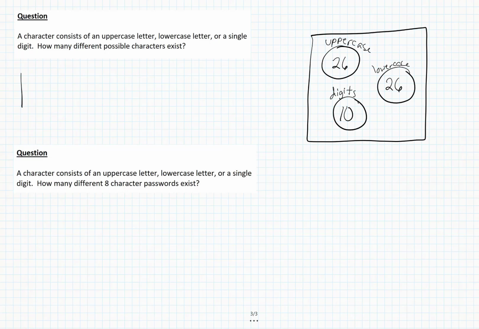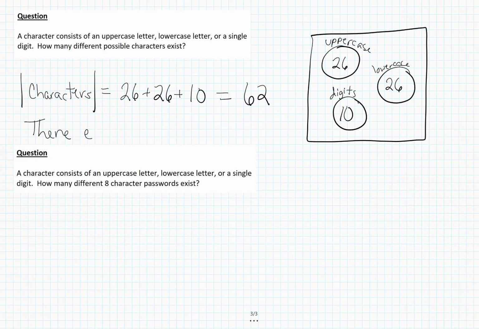Now, if we're to find our number of different possible characters, all we need to do is, so we'll write our cardinality of characters here just to kind of get in the habit of understanding this is a set essentially that we're looking at. And we could sum up our different sets. That's what the addition principle states. So this is just 26 plus 26 plus 10. And so 26 plus 26 is 52 plus another 10 makes 62. So this tells us that there exist 62 different characters.